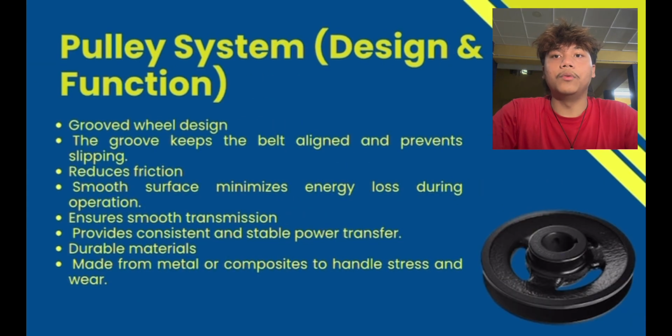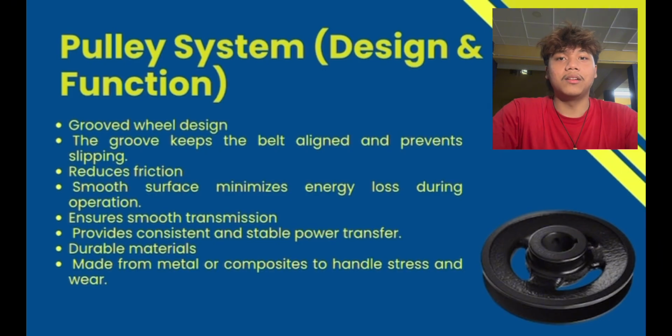Now focusing on the pulley system itself. The first point is groove wheel design. This means the pulley has a groove that helps guide the belt and keep it properly aligned. Next is reduced friction. The smooth surface on the pulley minimizes energy loss during operation. The third point is ensuring smooth transmission. This allows power to be transferred in a consistent and stable manner.